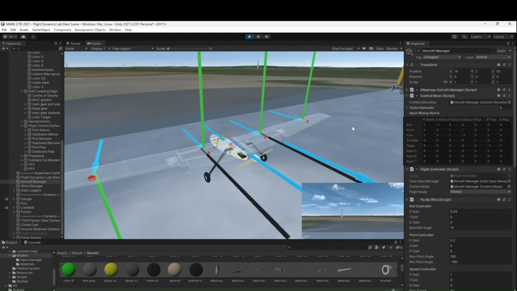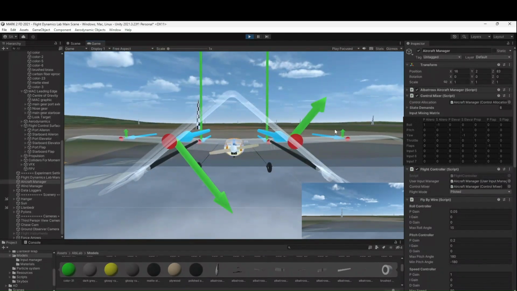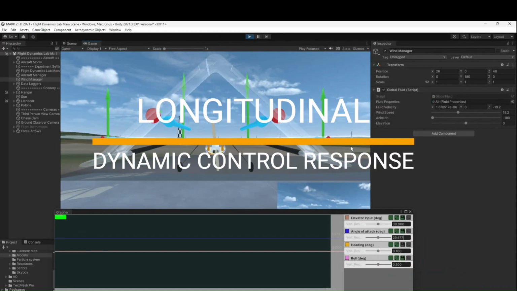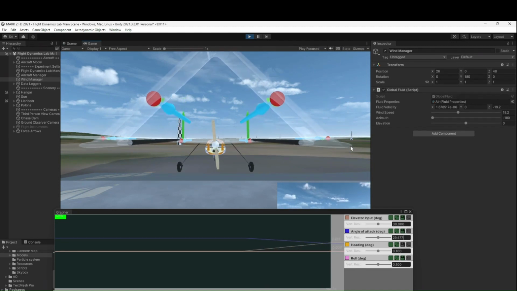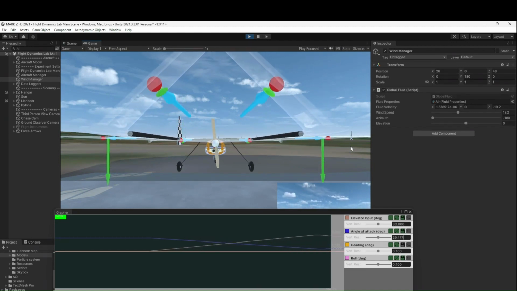roll left, roll right, yaw left, yaw right, pitch up, and pitch down. In the dynamic control response, page up and page down are responsible for controlling trim induced by the elevator on the keyboard. Having increased the wind speed to a more realistic value, the trim can be seen here, and the sign of the change in trim angle is consistent with the elevator input.